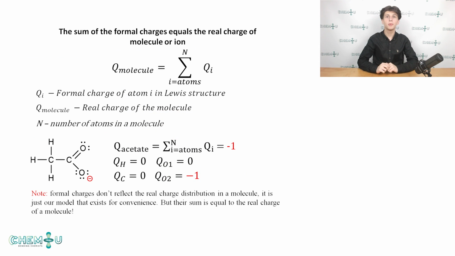Lastly, if we sum up all the formal charges within a molecule, we obtain the real charge of our ion or molecule. Here is the already discussed example of acetate anion. At the bottom you can clearly see how to calculate the real charge of a molecule using the formal charges in Lewis structures. And pay again your attention to the location of the negative charge. It strictly correlates with the electronegativity of the atoms, just as we discussed before.